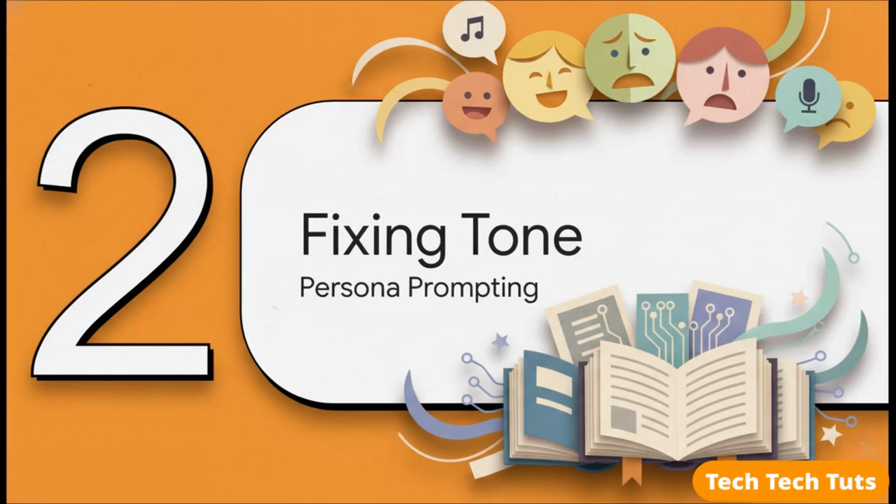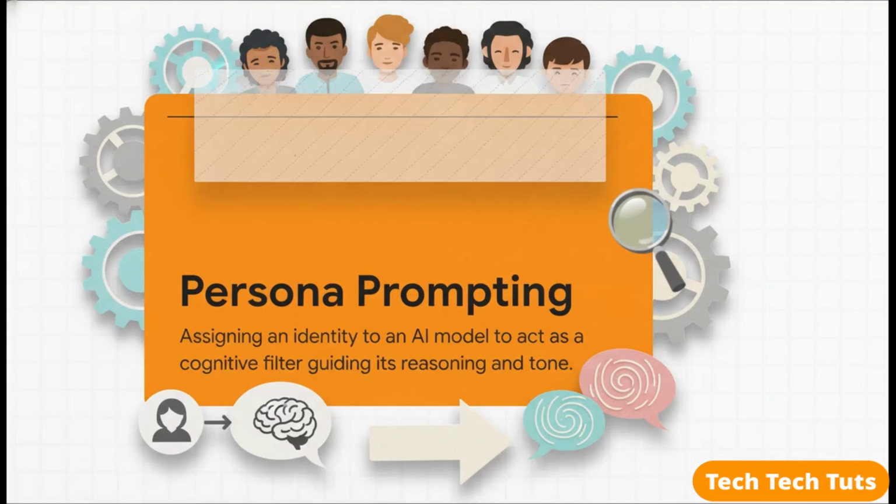Moving right along to section 2, fixing tone with personas. So, what exactly is persona prompting? Well, it's assigning a specific identity to an AI model so it acts as a cognitive filter. This filter actively guides the AI's reasoning, its vocabulary, and its overall communication style. By telling the AI exactly who it's supposed to be, you aren't just handing it instructions, you're injecting personality and situational reasoning right into the generated text.